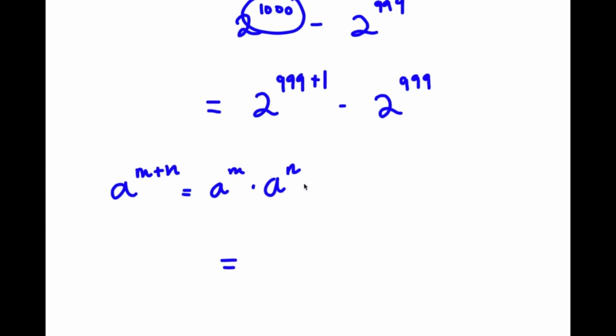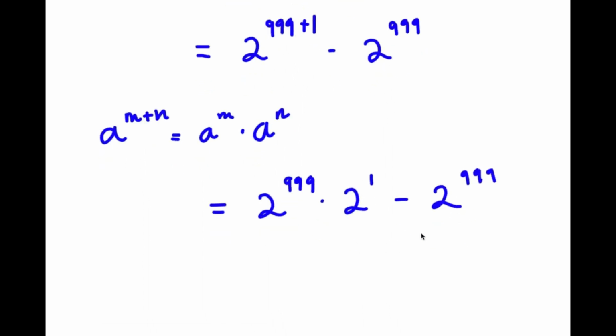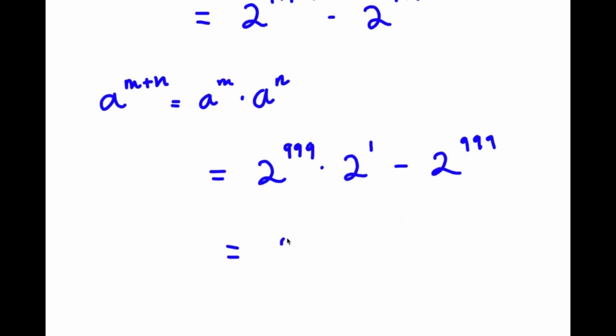So 2 to the power of 999 plus 1, that's going to equal 2 to the power of 999 times 2 to the power of 1. Now I have this minus 2 to the power of 999. Now this is the same thing as 2 to the power of 999 times 2 to the power of 1 divided by 2 to the power of 999 is simply 2 to the power of 1. Now I have this minus 2 to the power of 999 divided by 2 to the power of 999 is 1.